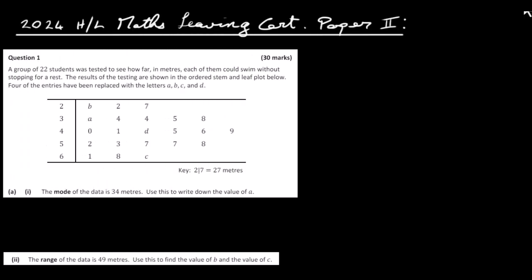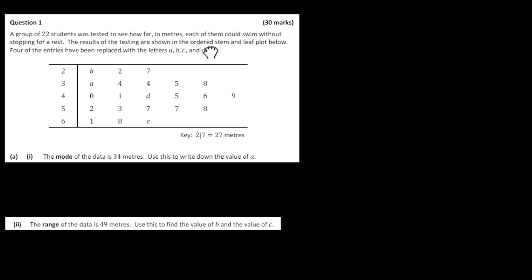Okay, so let's have a look at 2024 Higher Level Maths Leaving Cert Paper 2, Question 1. A group of 22 students were tested to see how far in meters each of them could swim without stopping for a rest. The results of the testing are shown in the ordered stem and leaf plot below. 4 of the entries have been replaced with the letters A, B, C, and D.